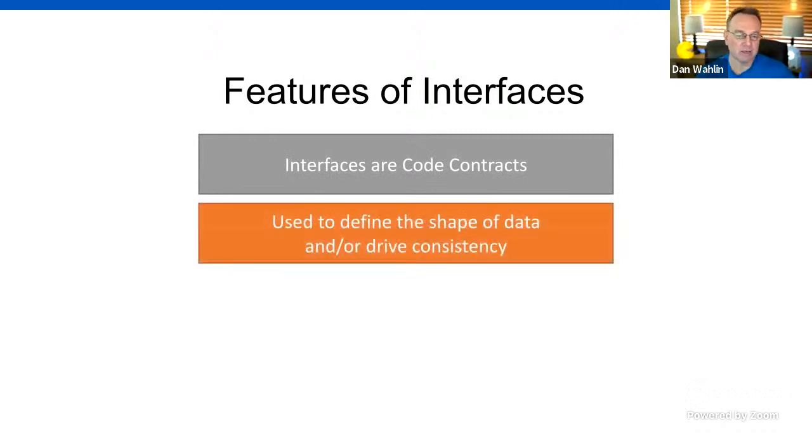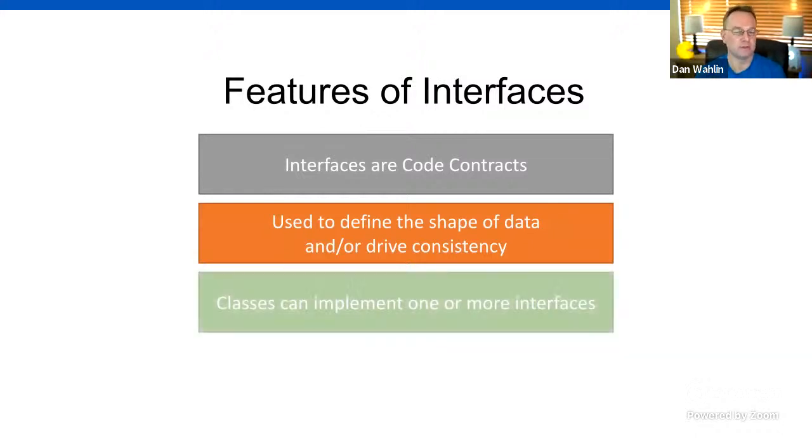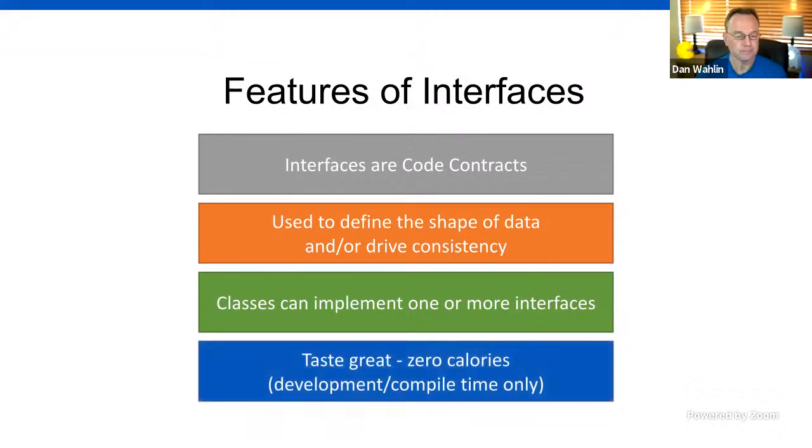So quick review here. Interfaces are code contracts. They define the shape of the data, as you saw with the customer, with settings I did, with all those types of things. Classes can actually implement interfaces in TypeScript, not in JavaScript, but in TypeScript you can. And that means you're enforcing a contract now. So if the interface had 3 things, the class would have to have those 3 things. And then, like I said, they taste great, 0 calories, because there's 0 impact at runtime, because the compiler takes those interfaces out.